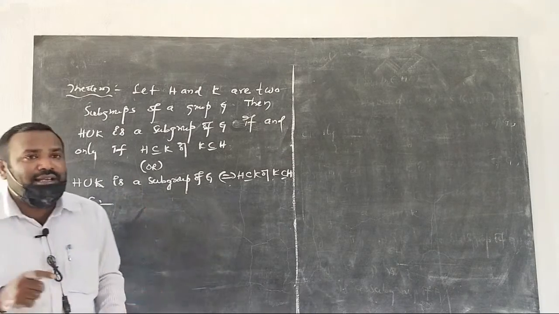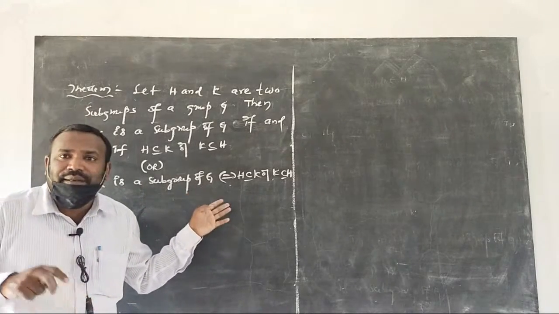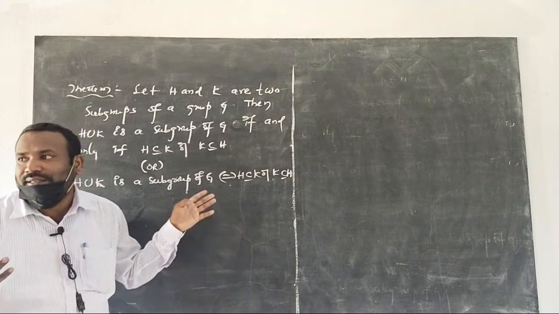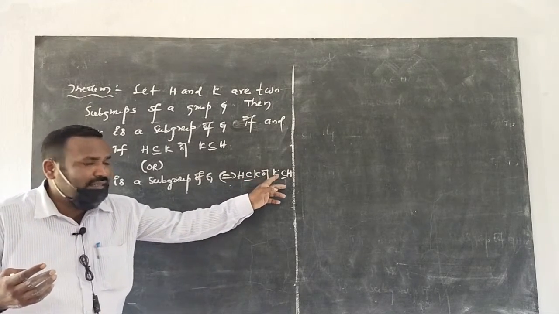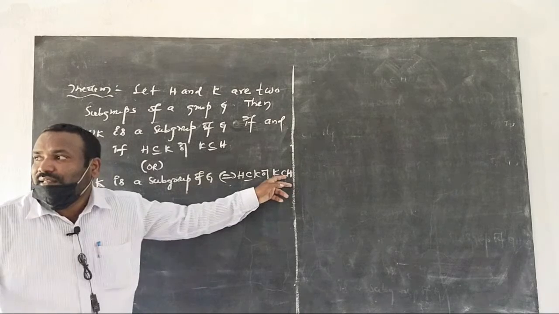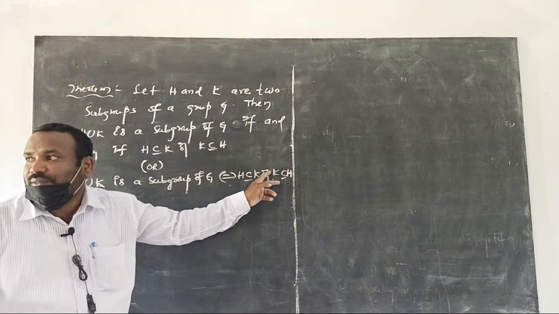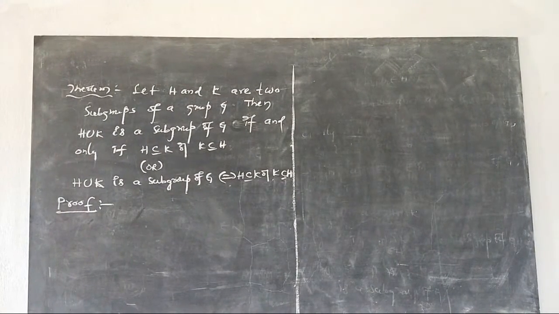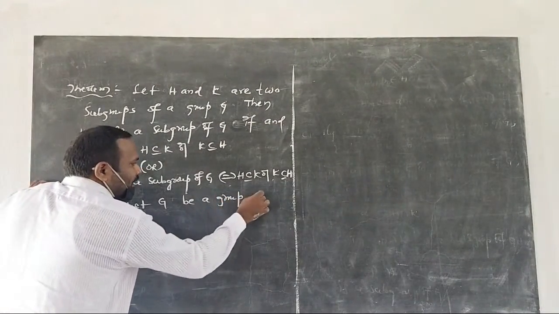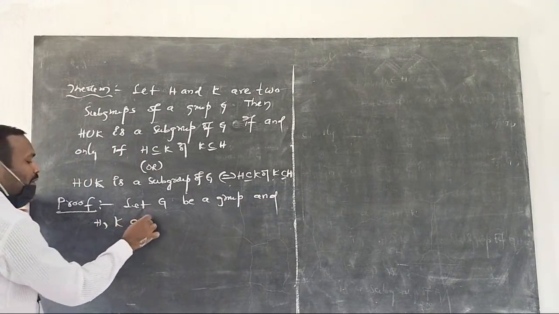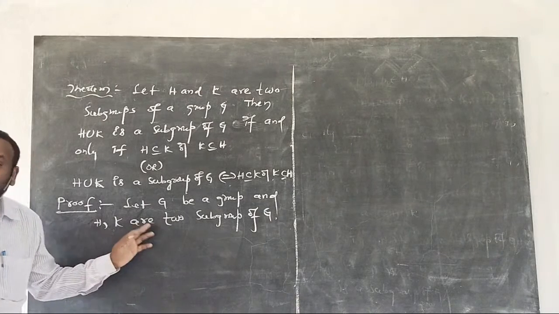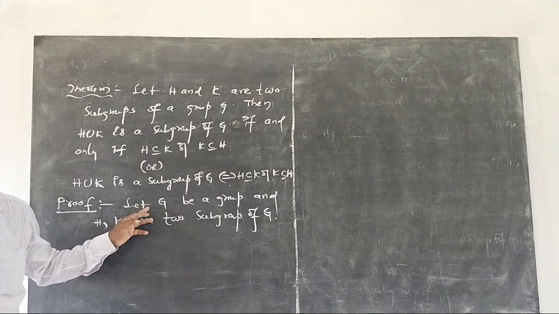In sufficient condition, we suppose the statement on the right side. What is on the right side? H is a subset of K or K is a subset of H. That is to be supposed. Suppositions are different. H and K are both subgroups of G, where G is a group.